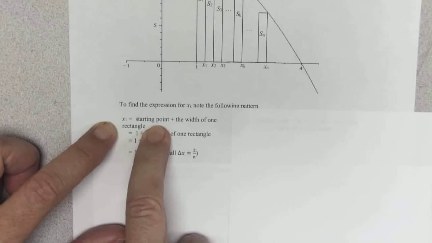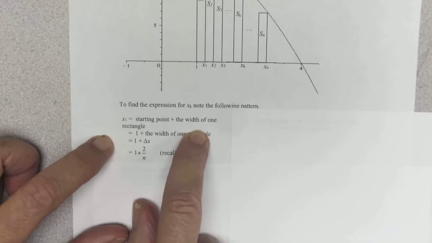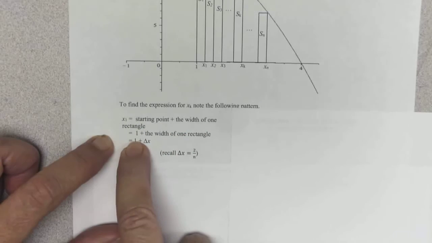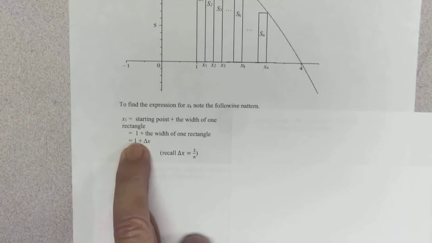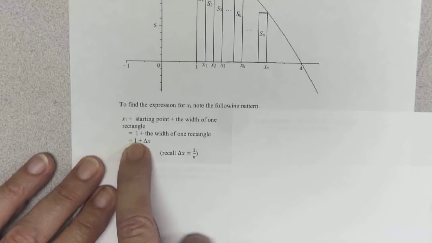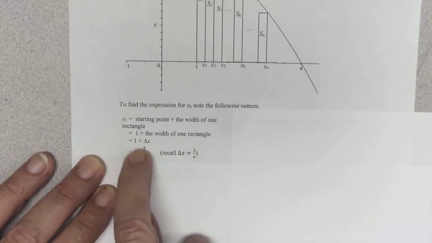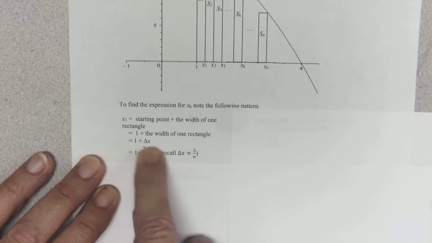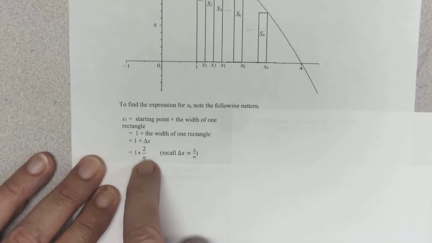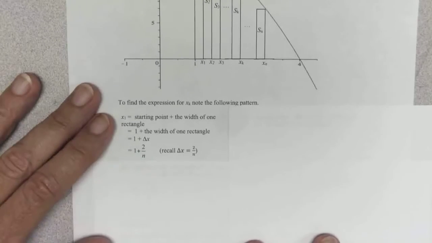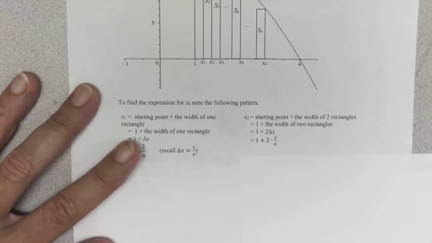It was my starting point plus the width of one rectangle. In this particular problem, the starting point happened to be 1, and that can change from problem to problem. Then the width of one rectangle is delta x, and in this problem, delta x happened to be 2 over n. So there's x sub 1.